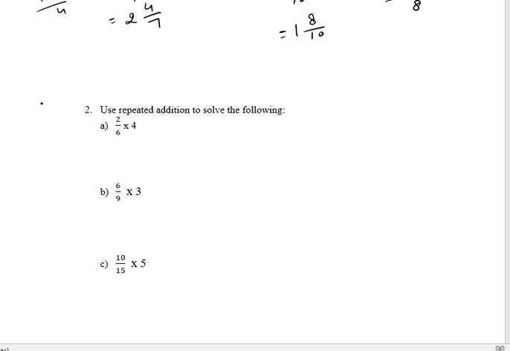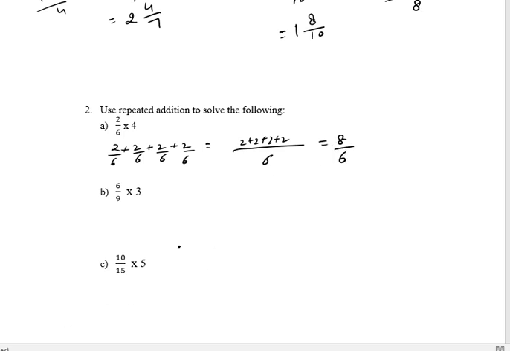Now the second question is use repeated addition to solve the following. It means we have to add 2 upon 6 how many times? 4 times. It means what? Denominator is same. So 2 plus 2 plus 2 plus 2 equals to 8 upon 6.